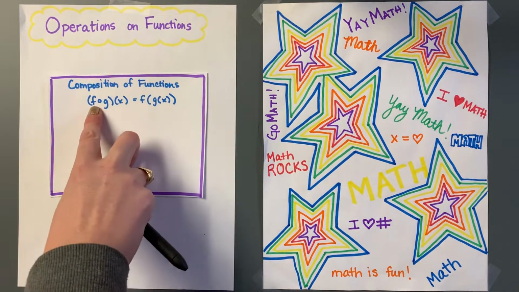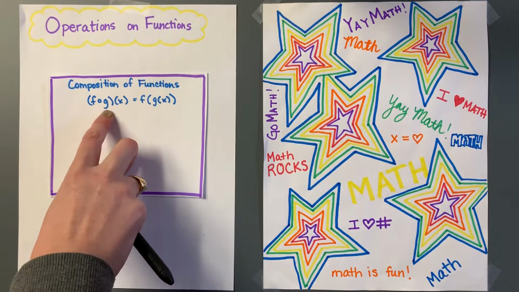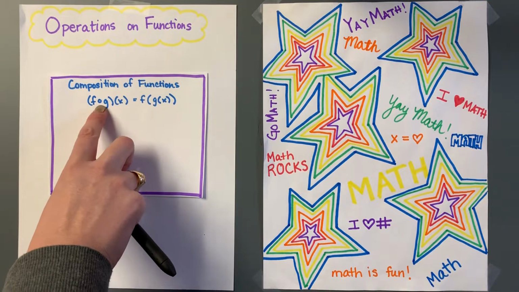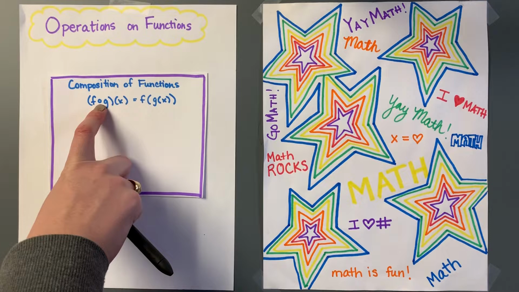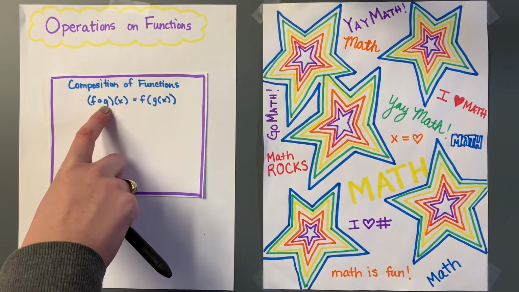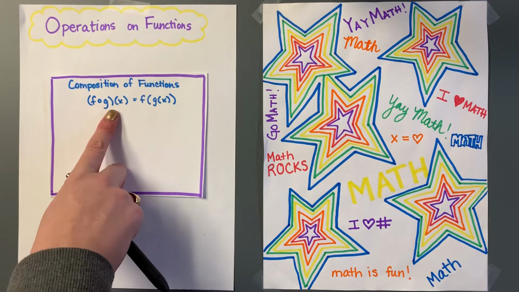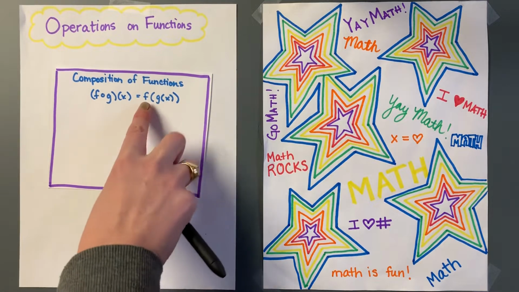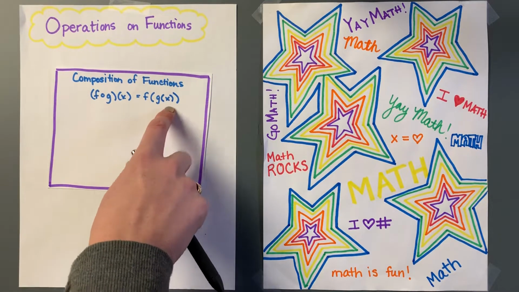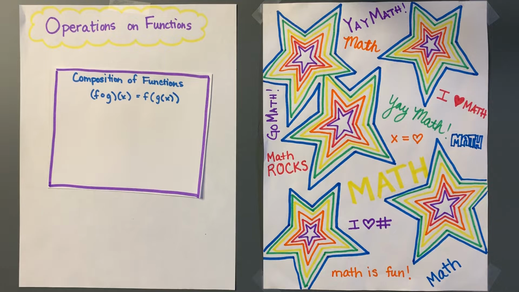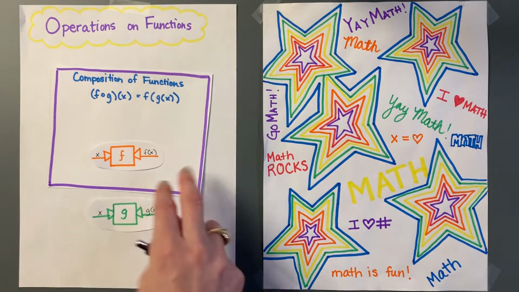Composition of functions is sometimes written f of g of x. We sometimes will read this as f o g. This is a small o that is written kind of in the middle between the f and the g. Another way of writing this that is a little bit more intuitive is to write this as f of g of x.